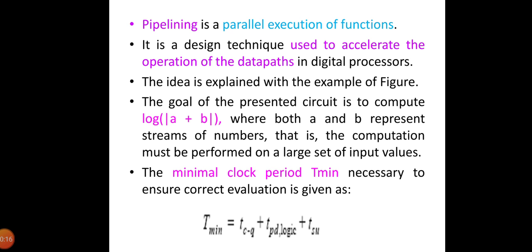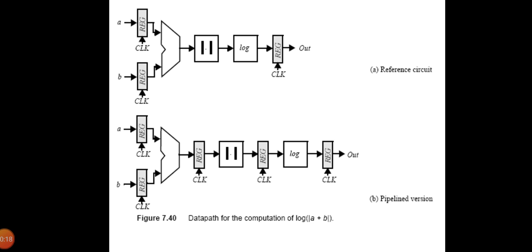Pipelining is a popular design technique often used to accelerate the operation of data paths in a digital processor. And we can understand the concept of pipelining by examining this example. The goal of this presented circuit is to compute log of |A plus B|, where both A and B represent streams of numbers. That is, the computation must be performed on a large set of input values.